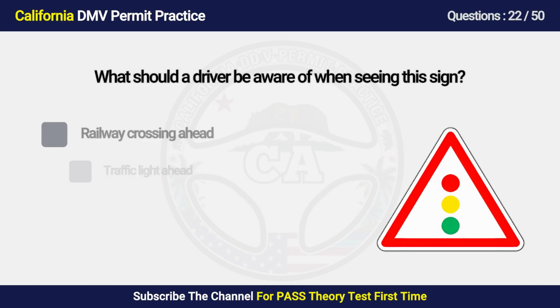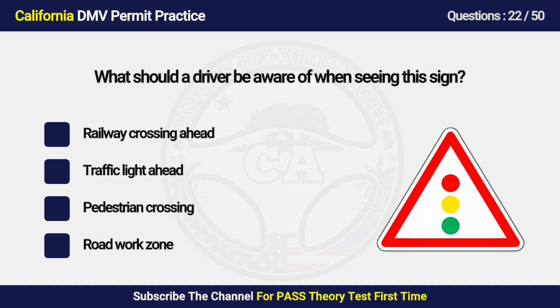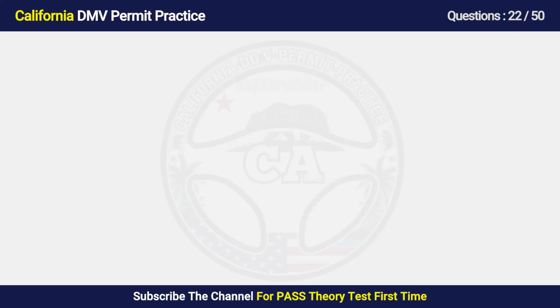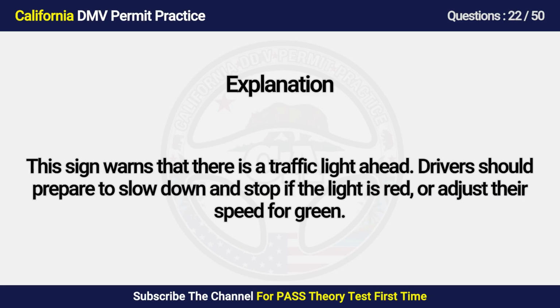Question 22. What should a driver be aware of when seeing this sign? A. Railway crossing ahead. B. Traffic light ahead. C. Pedestrian crossing. D. Road work zone. Answer is B. Traffic light ahead. This sign warns that there is a traffic light ahead. Drivers should prepare to slow down and stop if the light is red, or adjust their speed for green.